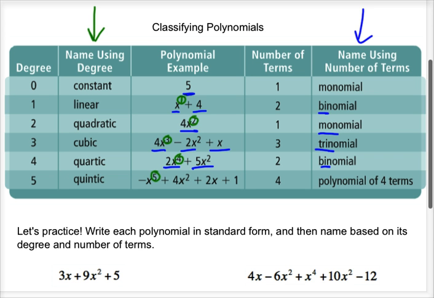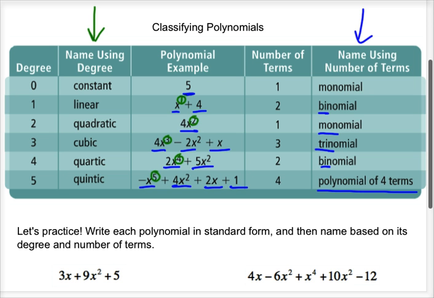Then really we only have names for those first 3, okay? After that, notice this one has 1, 2, 3, 4 terms. We just start referencing it as polynomial of 4 terms, polynomial of 5 terms, so on and so forth. So the key here is when we're looking at these, we need to give them 2 names.